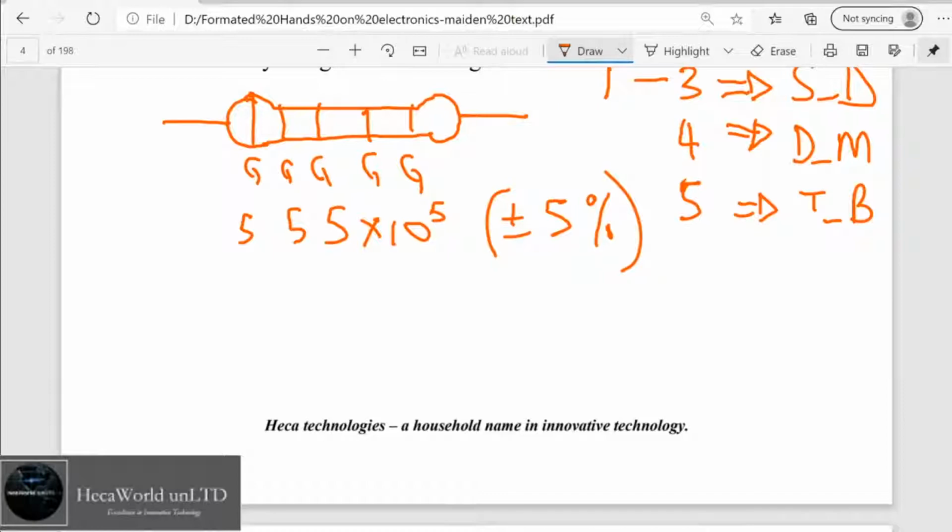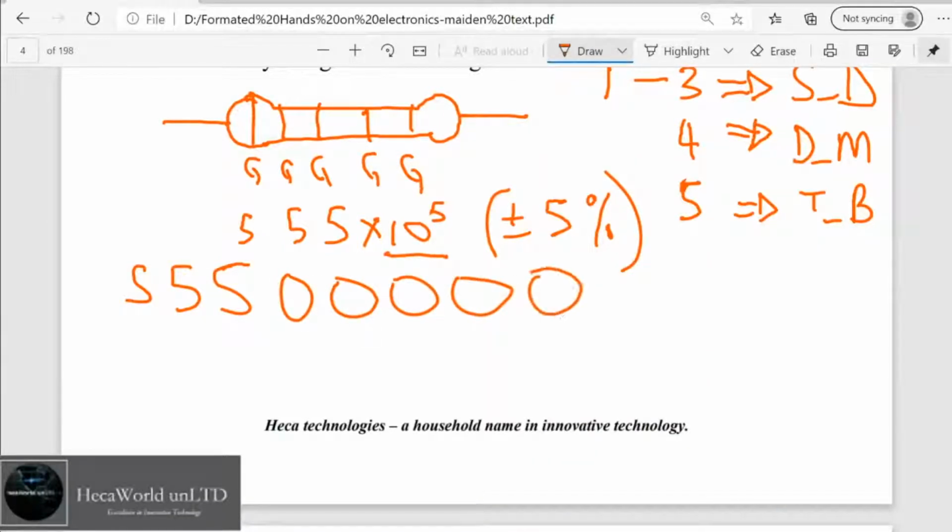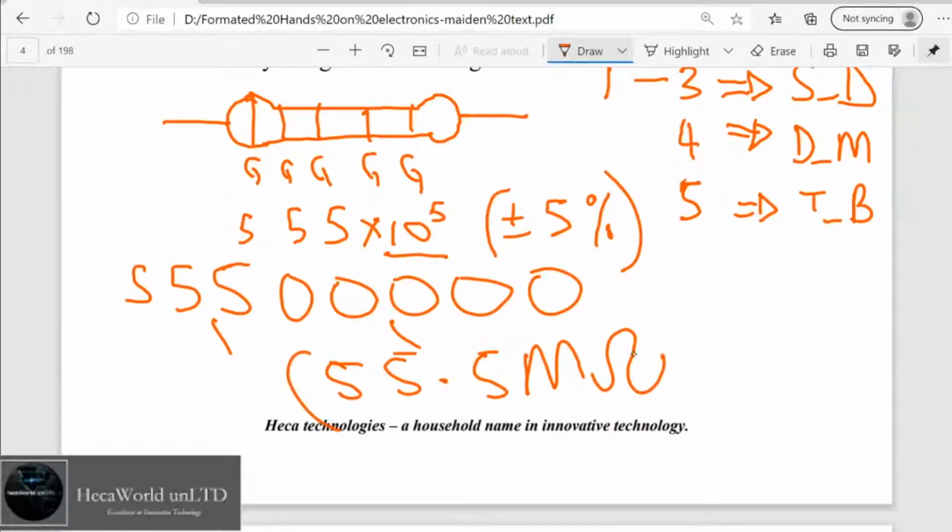So this resistor will actually be 5, 5, 5 times 10 raised to the power 5, which actually means 5 zeros. So just write 5 zeros. So the actual value of this resistor ends up being 55.5 megaohms, plus or minus 5% of that value. So when you measure this value, it will be from 5% less than this to 5% more than this.